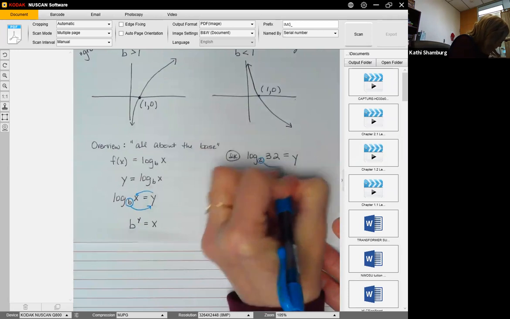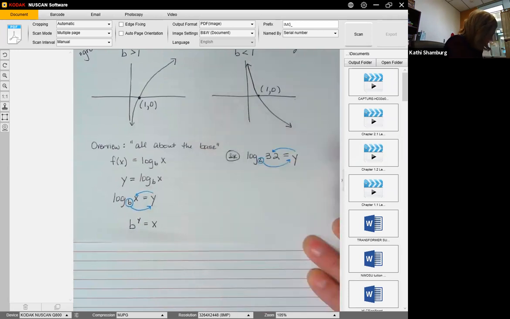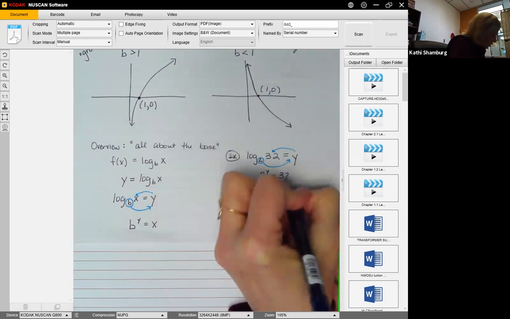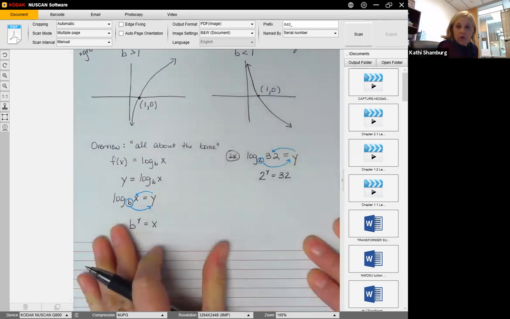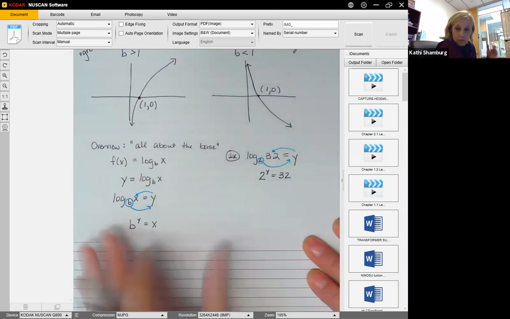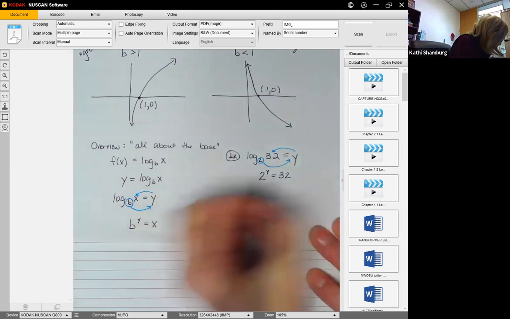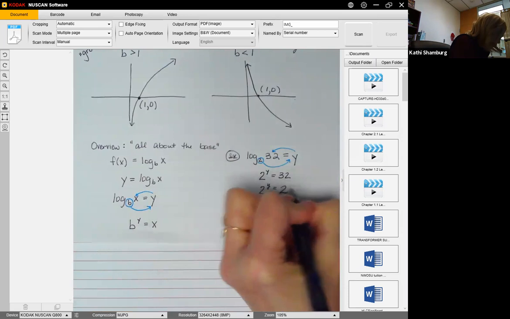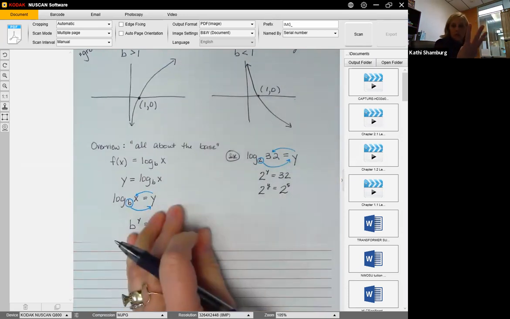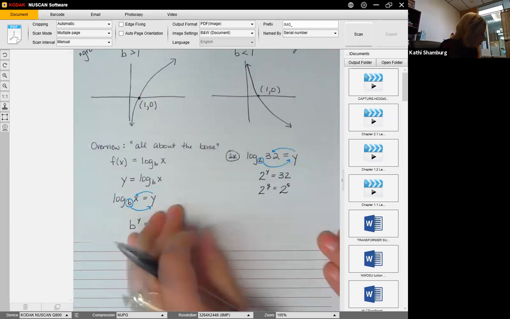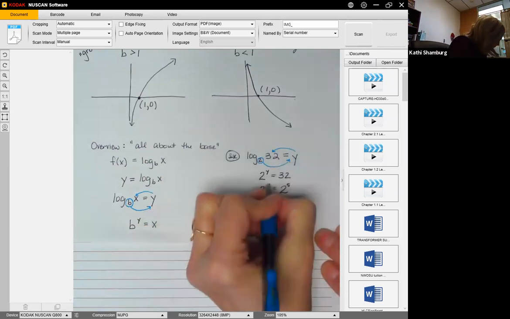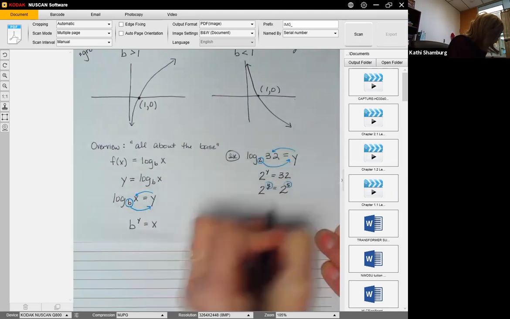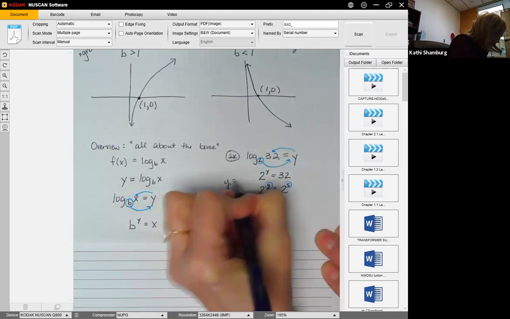So I'm going to rewrite this as an exponential function, which means I would write it as 2 raised to the y equals 32. And then I would ask myself, can I rewrite 32 as base 2 raised to some power? We have 2 to the y here. 32 is the same thing as 2 to the 5th power. 2 times 2 times 2 times 2 times 2 is 32. So if we have the same base, then that allows us to say that y equals 5.